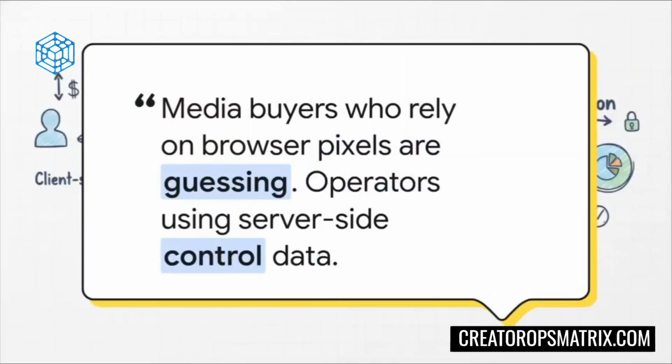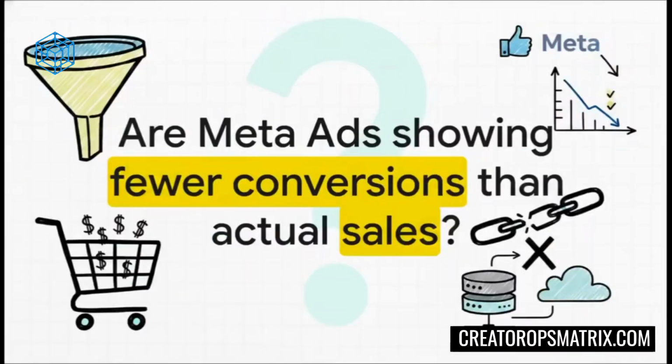There's a quote from our source material today that I absolutely love because it just draws this permanent line in the sand. It says, media buyers who rely on browser pixels are guessing. Operators who use server-side tracking control their data. Think about the weight of that for a second. If you're missing 40% of your data, you're not optimizing anything, you're guessing. But when you actually control the data at the server level, you stop hoping for results and you start engineering them.